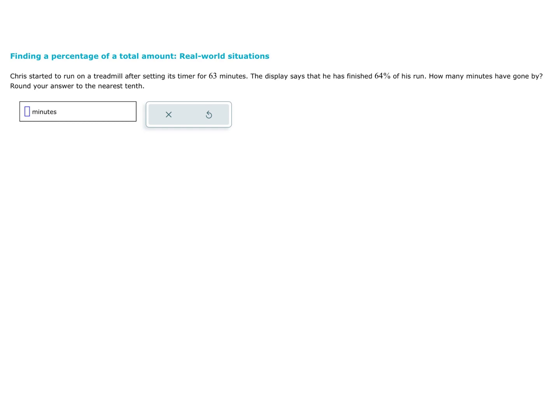This topic is finding a percentage of a total amount in real-world situations. First problem says Chris started to run on a treadmill after setting its timer for 63 minutes. The display says that he has finished 64% of his run. How many minutes have gone by? And we're going to round our answer to the nearest tenth of a minute.